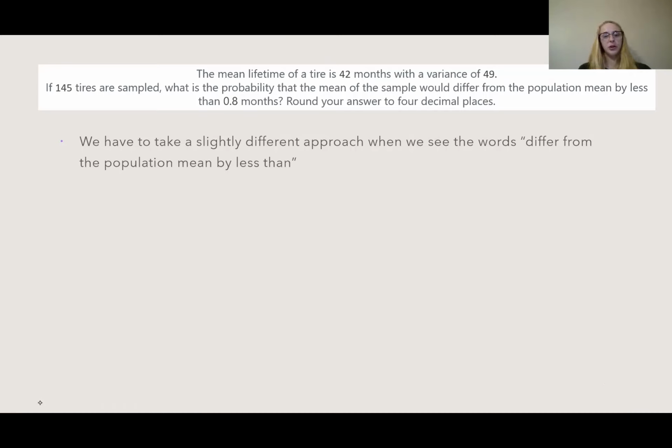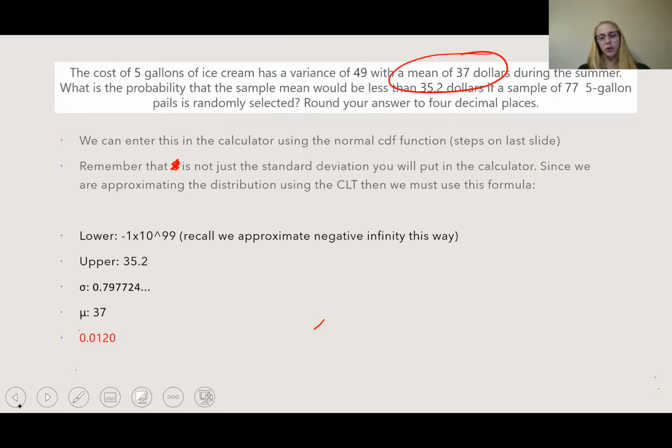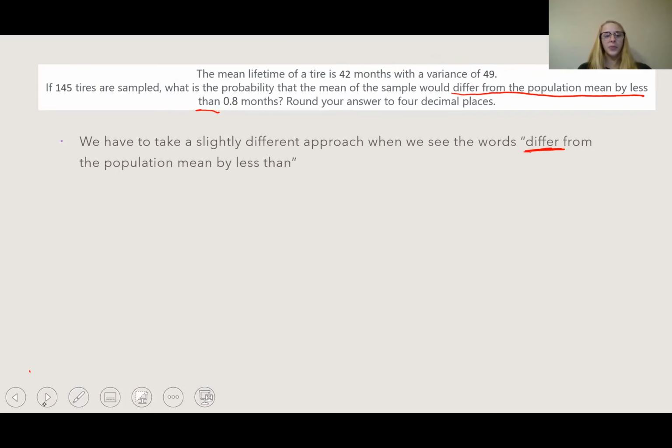Again, these are similar. We're doing still normal CDF, but we have to take a slightly different approach with this problem because it says differ from the population mean by less than. Those are the key words here. If you see the words differ, you're going to have to take a slightly different approach than if you just saw greater than or less than. So here, we still are using normal CDF, so we're still going to have a lower bound, an upper bound, a standard deviation, and a mean.